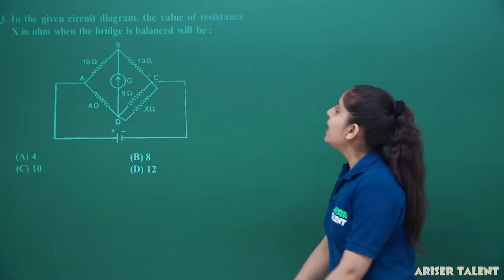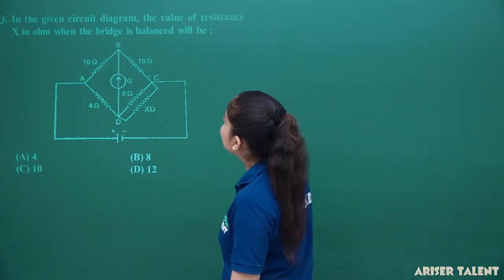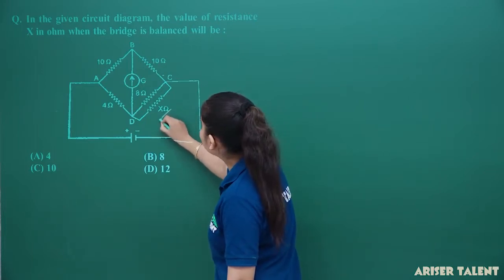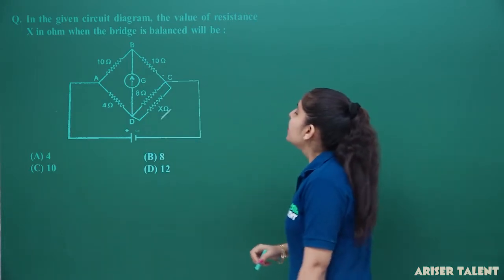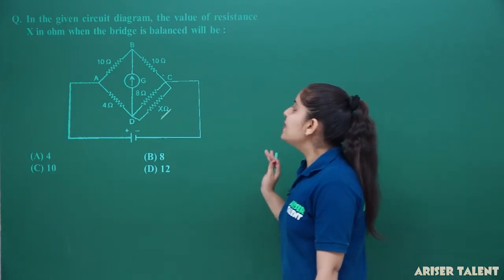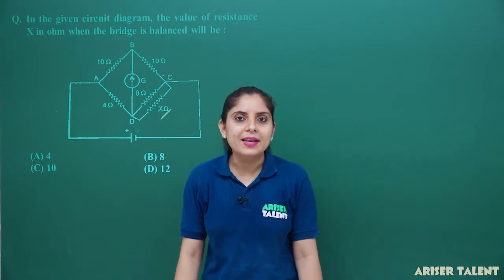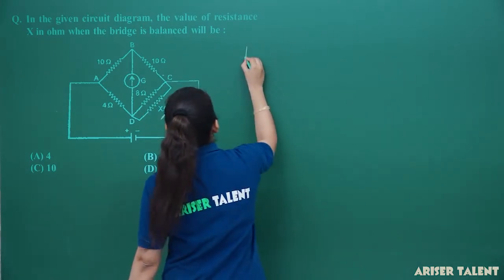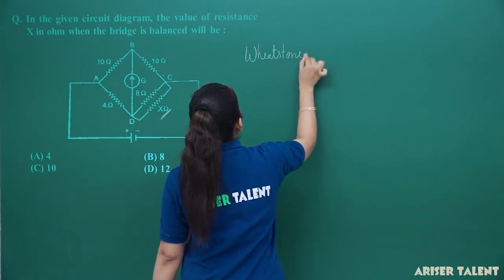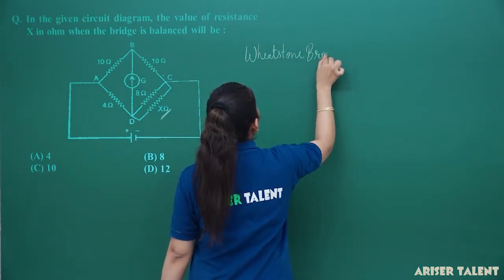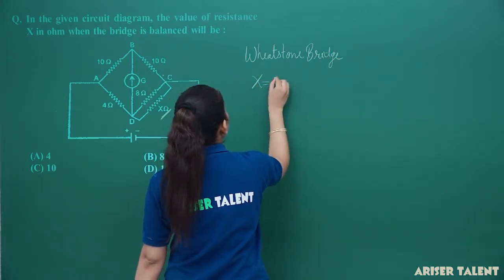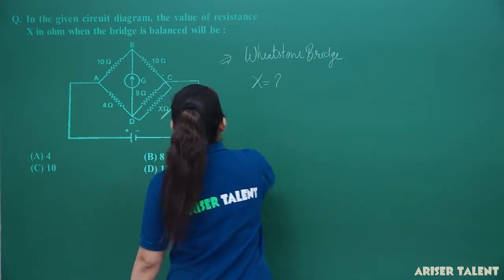In the given circuit diagram, the value of resistance X in ohm is to be found when the bridge is balanced. So you have to determine the value of X. This is the Wheatstone bridge provided here. You can see that four resistances are arranged in the form of a quadrilateral. This is our Wheatstone bridge and you have to determine the value of the unknown resistance X.